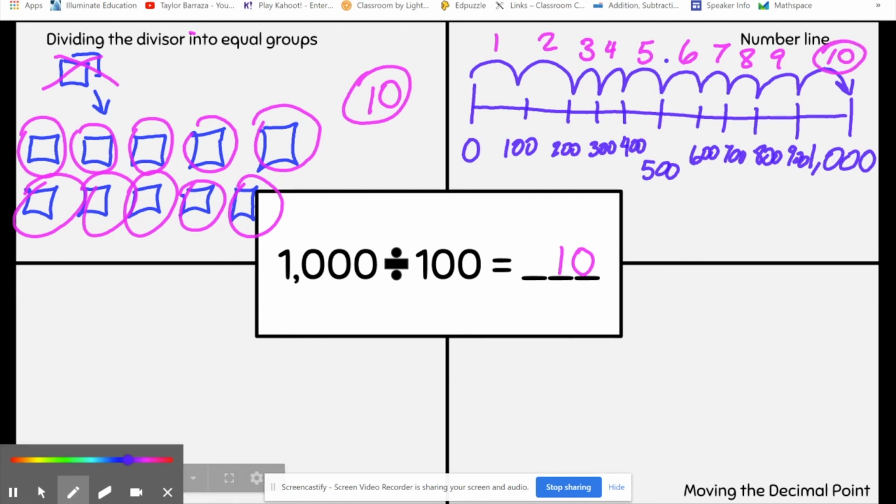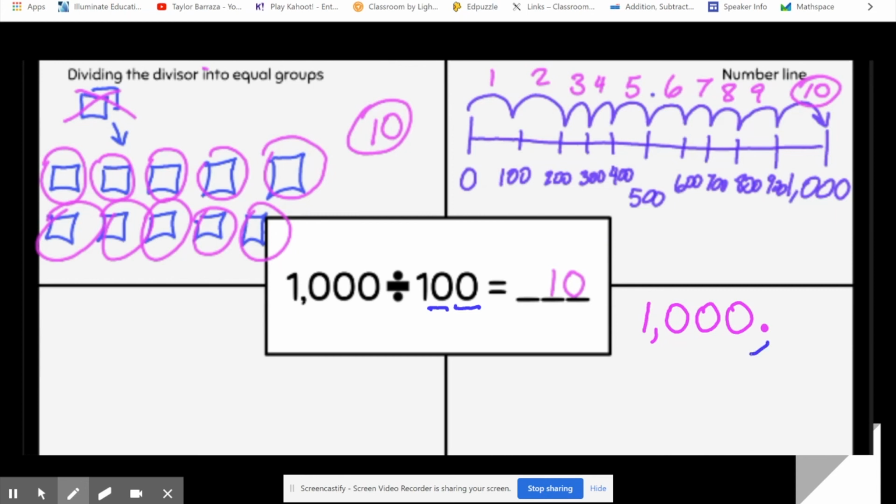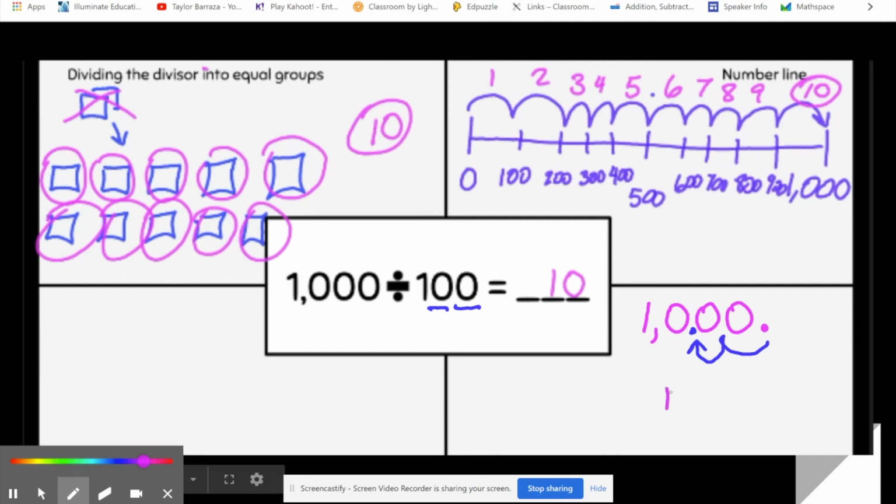In order to show this using the moving the decimal point strategy, I'm going to rewrite my problem to show the decimal point. I can now check what power of 10 I'm dividing by. Since I notice there are 2 zeros in 100, I know I'm dividing by a power of 2, which means I need to move the decimal point 2 times. I can now rewrite my answer as 10. So far, all of my solutions check out.